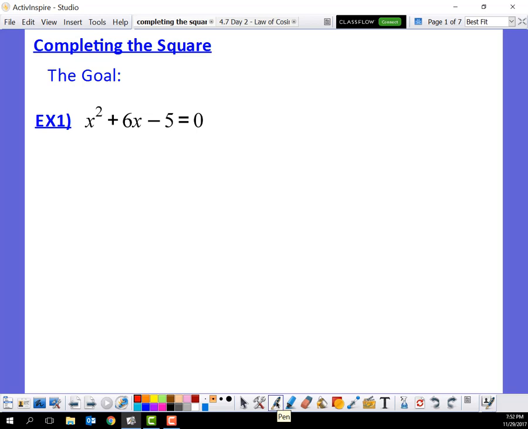Completing the square. The first thing you have to remember with completing the square is your goal. Our goal with completing the square is to create a perfect square trinomial. You want to create your own perfect square trinomial. What makes a perfect square trinomial convenient for us is that it is very, very easy to factor. So if you can get a perfect square trinomial, you can factor it relatively easily, and then you can solve that equation for x relatively easily as well.